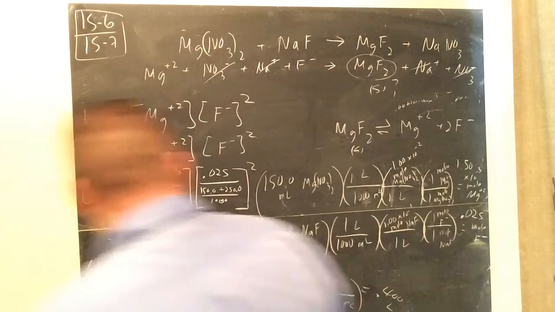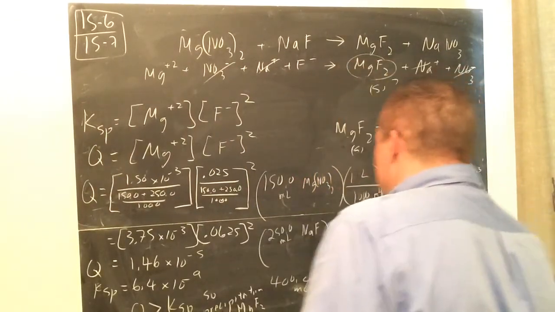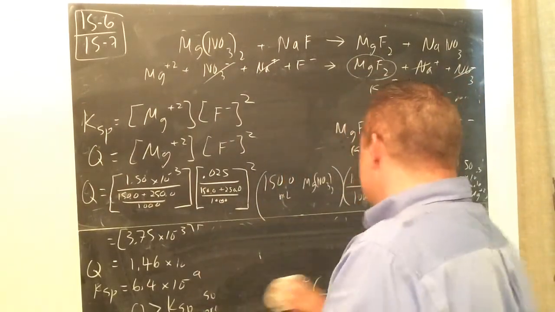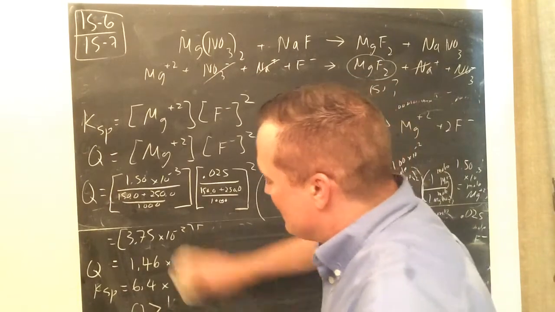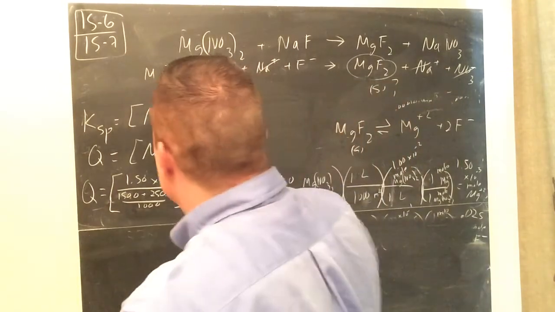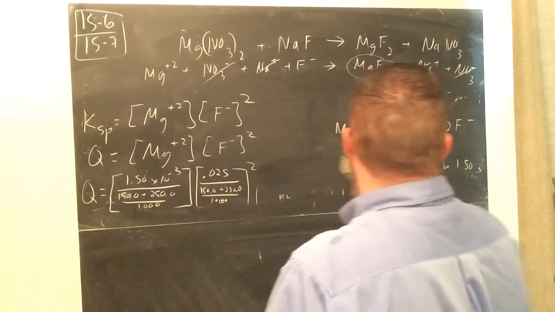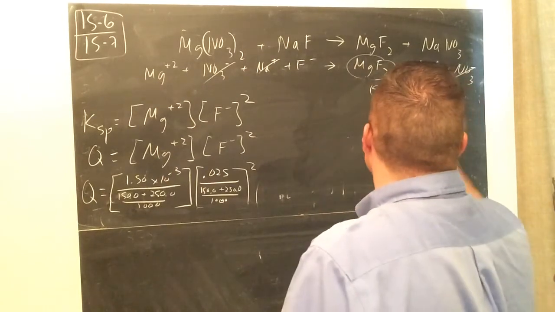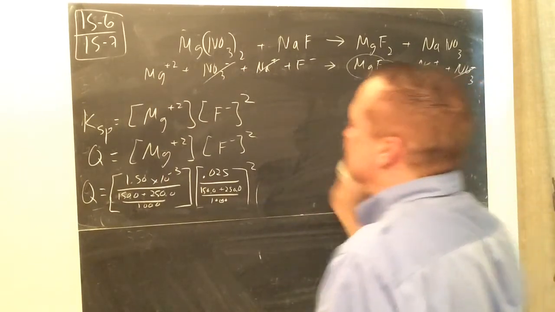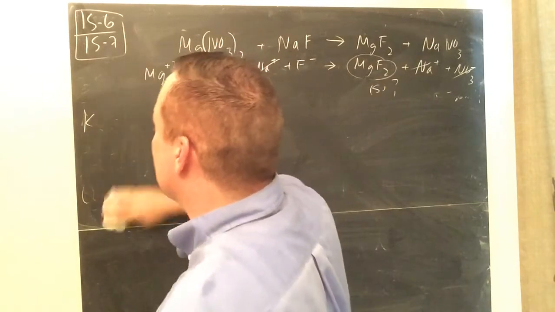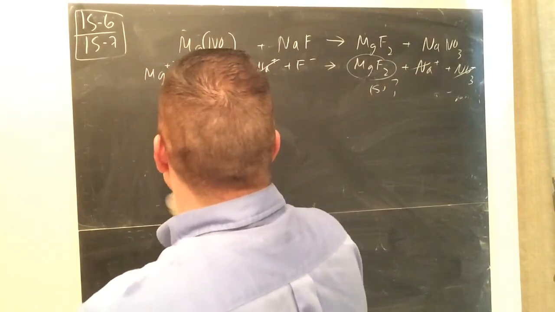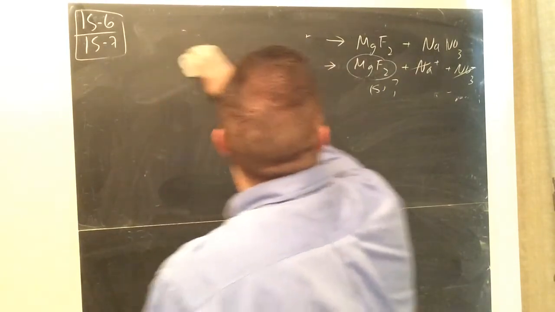But just remember that a little bit. If Q is less than Ksp, no precipitation occurs. And that has happened on the AP, where they gave you a Q that was less than the Ksp. There was not even enough solid to shift it. And if there is no precipitation, there's no equilibrium. So that's why you don't even have an equilibrium system.